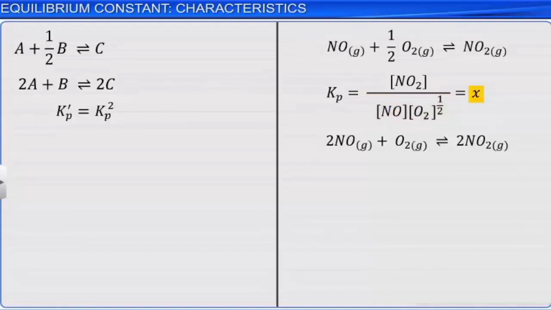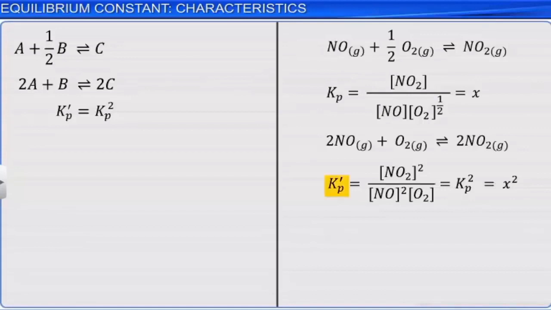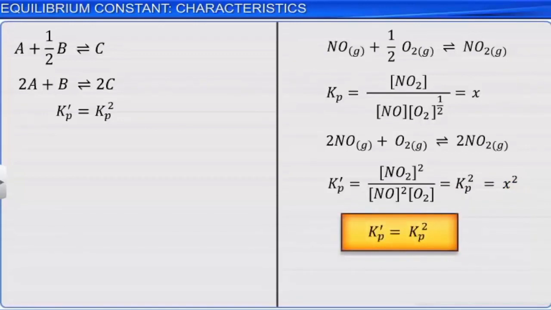The equilibrium constant for the reaction of 2 moles of gaseous nitric oxide and 1 mole of gaseous oxygen combining reversibly to form 2 moles of gaseous nitrogen dioxide may be written as Kp dash is equal to the concentration of nitrogen dioxide raised to the power of 2 divided by the product of the concentrations of nitric oxide raised to the power of 2 and oxygen, which is equal to Kp square, which is equal to x square. Thus, you can say that the equilibrium constant for the second reaction, Kp dash, is equal to the square of the equilibrium constant of the first reaction.